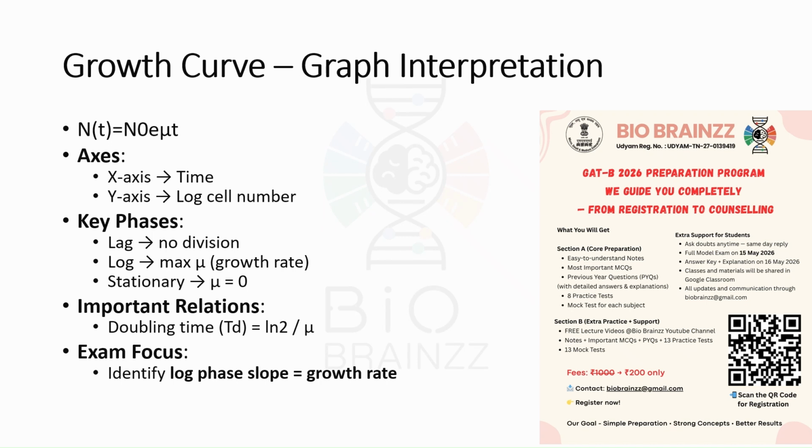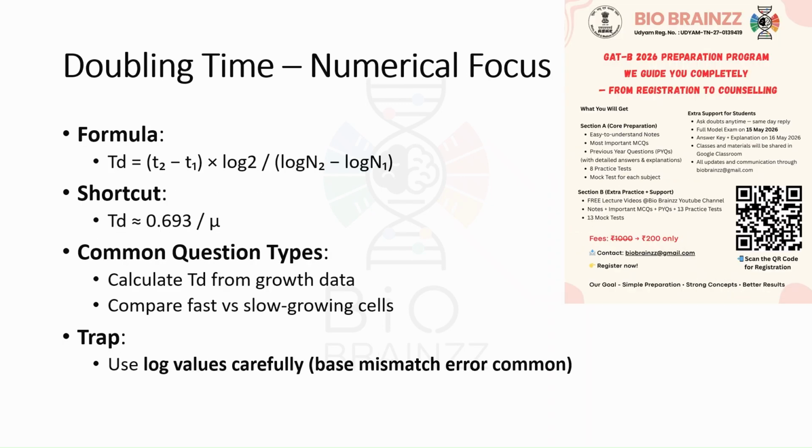One important concept is that the slope of the log phase represents the growth rate, which is often asked in exams. Doubling time is the time taken for a cell population to double in number. It is calculated using formulas that include logarithms. Shortcut formulas are displayed in the slide.